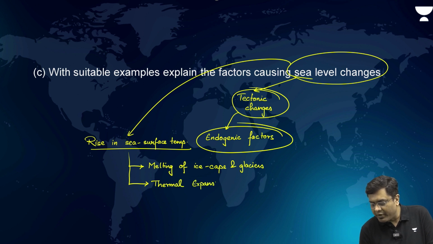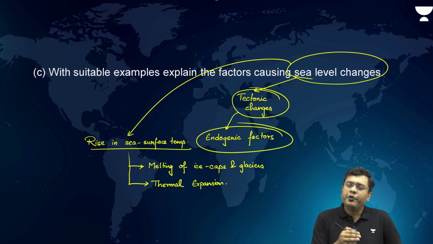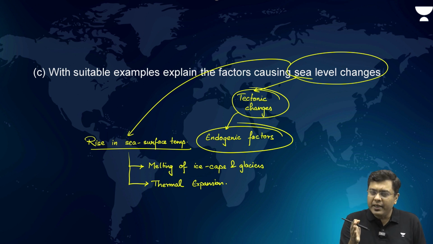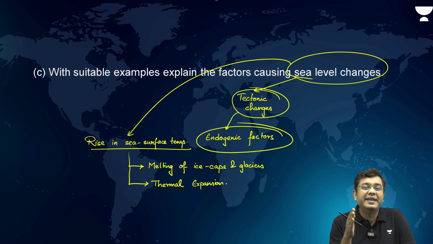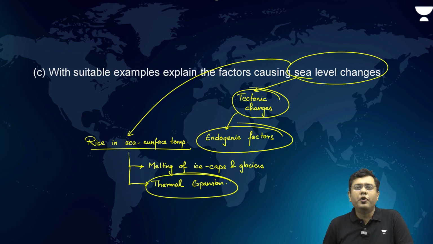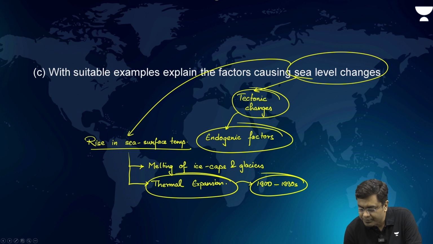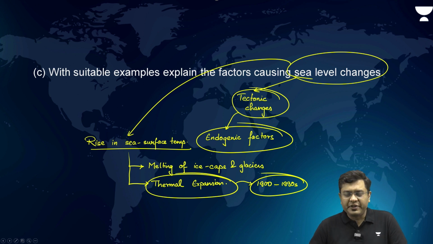Now, here you could write the detail about it as well, that from the era of almost 1900s up till the 1990s, thermal expansion has been the major cause for sea level rise, right. So, from 1900 to 1990s, more than 50% of the sea level rise is attributed to the changing conditions or the increased amount of heating leading to the rise in sea level.